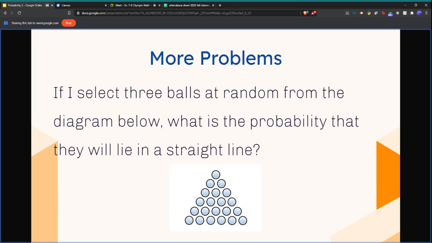I'll give you guys a hint. It was similar to that problem from last week, where you had to choose 3 balls such that they lie in the same row. So it's a similar problem to that. You have to use the hockey stick identity.